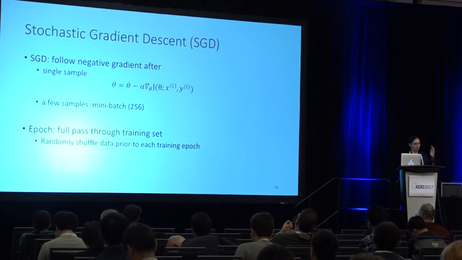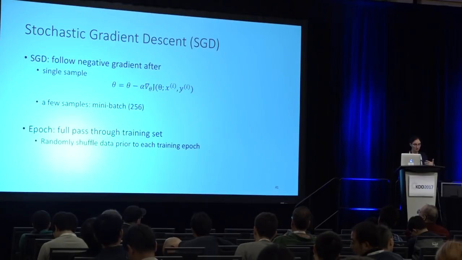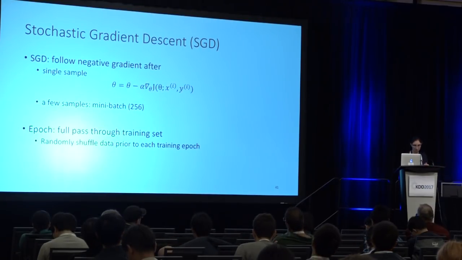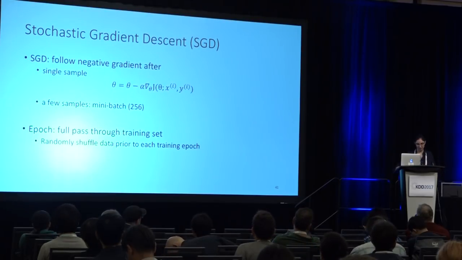An epoch is a full pass on the training set. So you go through all samples or all mini batches, and you will do multiple passes of your training set. So go through multiple epochs. And at every pass, you will randomly shuffle the data before training on each epoch to avoid some bias.